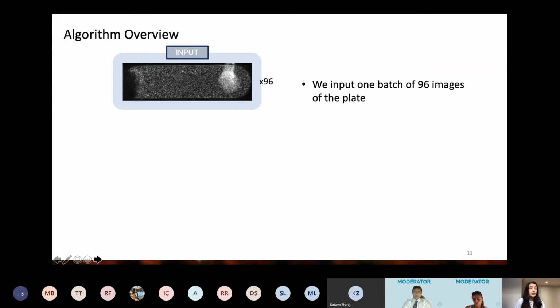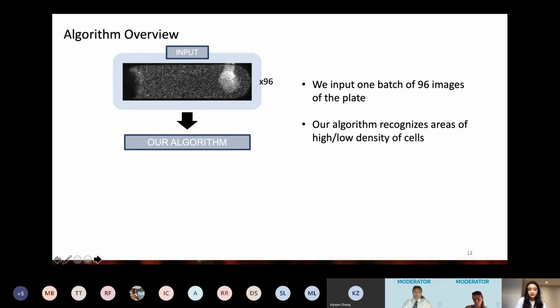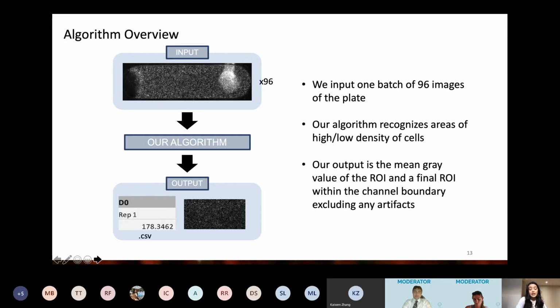For our algorithm overview, we have our input, where we input one batch of 96 images of the plate. So each image would look somewhat like so, where we have our channel boundary and we'd have our artifacts. Next, our algorithm would recognize areas of high or low density of cells for each channel. Finally, you have our output, where we'd have a CSV file with their mean gray value, as well as the ROI for each corresponding channel.